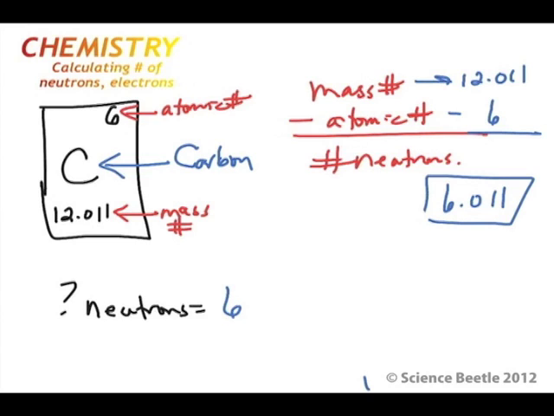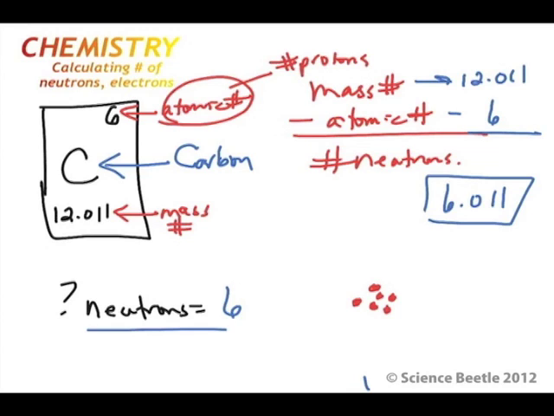Well, since we know that the atomic number up here is also the same thing as the number of protons, right? So we're going to draw 6 protons, and we're going to color those in red. 1, 2, 3, 4, 5, 6. And then we're going to take the number of neutrons that we just calculated here at the bottom, and we're going to put 6 neutrons. 1, 2, 3, 4, 5, 6.